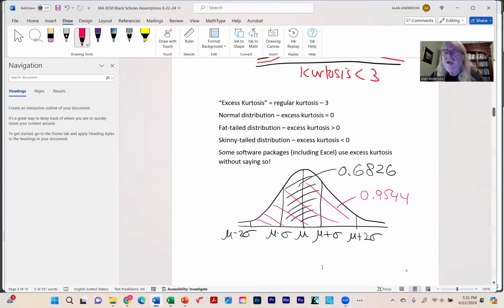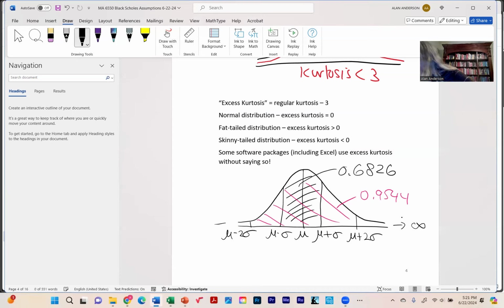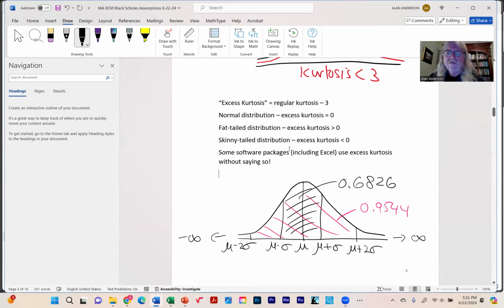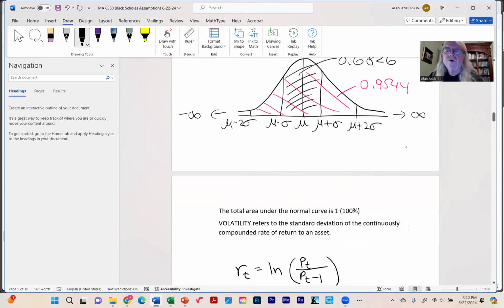Another thing I want to remind you of is that the curve itself goes up to infinity on the upside and all the way down to negative infinity. The total area under this curve is equal to 1, which represents 100%. So 1 is the same thing as 100%, just like 0.6826 is the same thing as 68.26%. The area under the whole curve is 1.